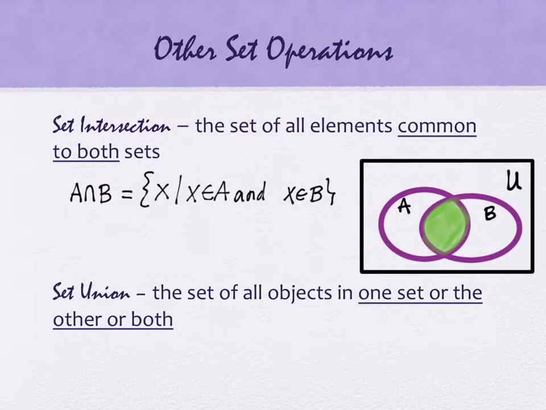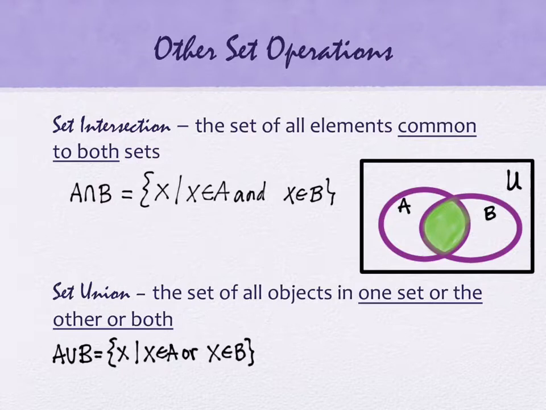All right, another set operation is called union. A set union is the set of all objects in one set or the other or both. The union notation actually looks like a U, and this is all x such that x is in A or x is in B. In terms of notation, we don't really need to write "or both." If it helps you to remember that, feel free to write it, but the word "or" means that it could be both. It actually has that meaning automatically.